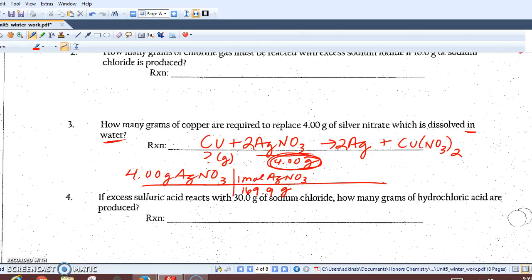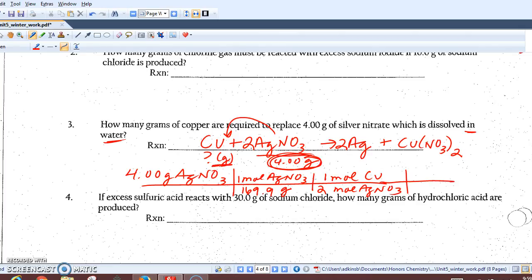We've got moles of AgNO3. Now I want to get to moles of copper. Well, what's the relationship? Moles of AgNO3 is up top. For every 2 moles of AgNO3, it requires 1 mole of Cu. And then I need to keep going. I'm almost there. I've got moles of Cu.